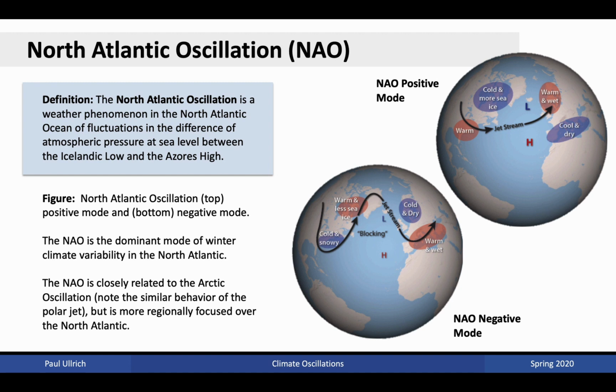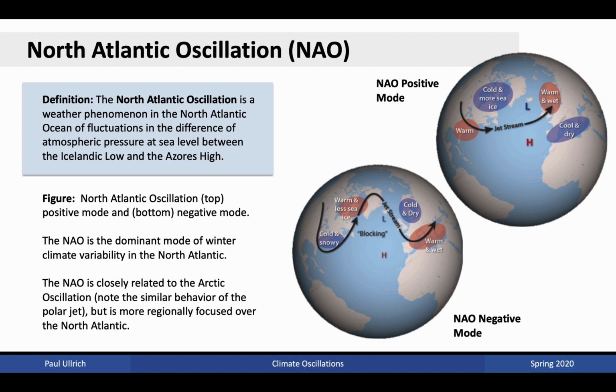The positive phase of the NAO is analogous to the positive phase of the Arctic Oscillation, in that both have a fairly laminar jet stream, again confined to a narrow band of latitudes. Whereas the negative mode is again analogous to the Arctic Oscillation in that it corresponds to a windier jet stream.